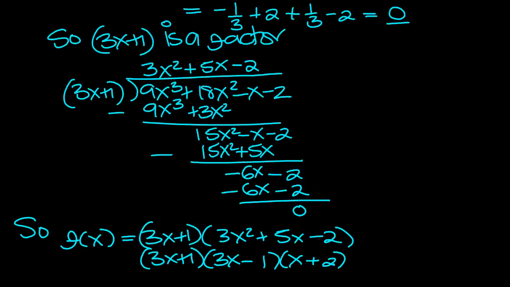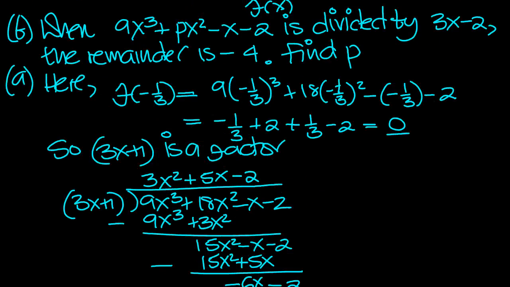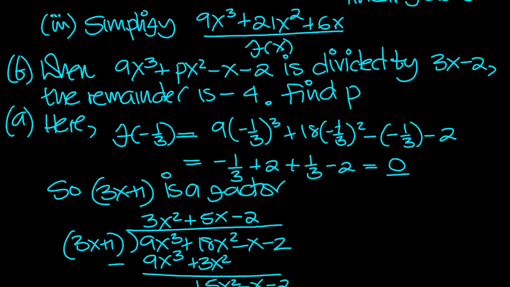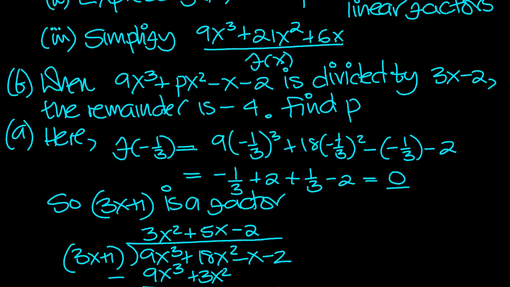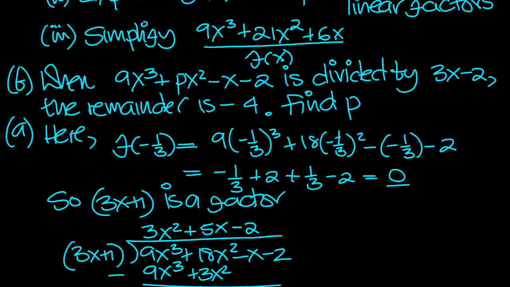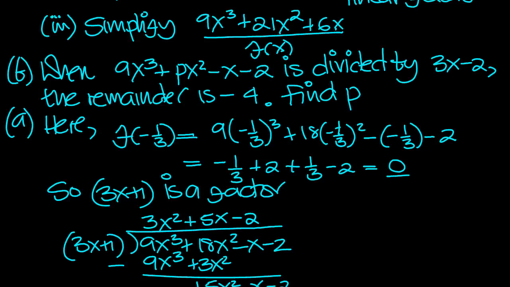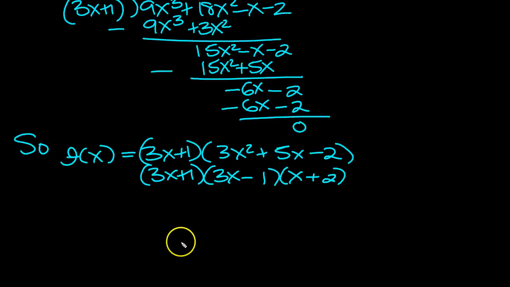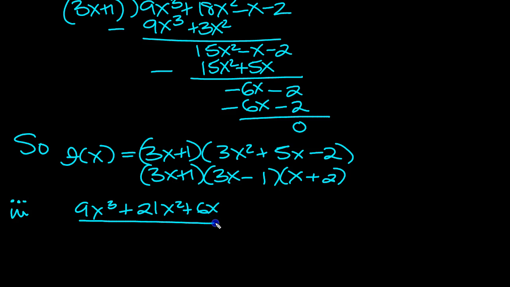Right, okay then, good. So the next part of the question then. So there's our three linear factors. Simplify this now. So part 3. So part 3 then, simplify. The question asks us to simplify 9x cubed plus 21x squared plus 6x over the f of x.